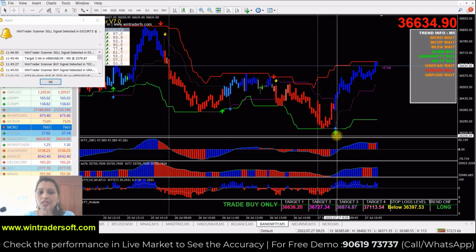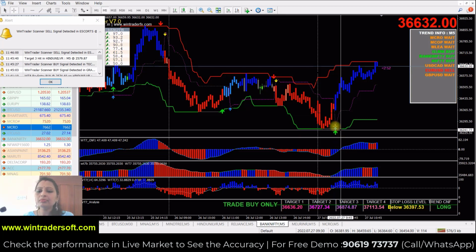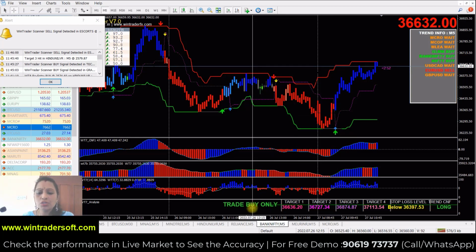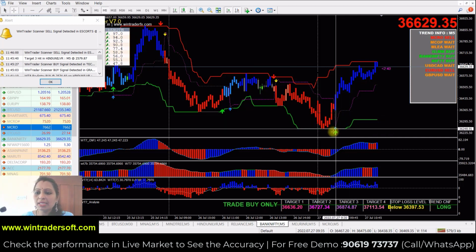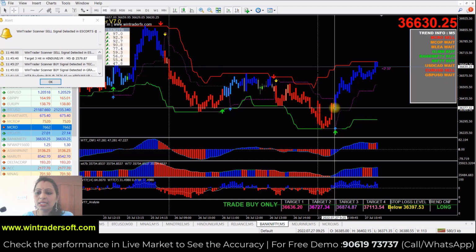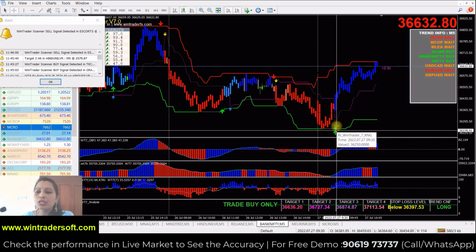First, the arrow will come. After that, you have to check that the price is in trade buy only. That is the first confirmation. If it is in the correct buy zone, now you can see we got a buy signal here, and in this candle we got that buy signal. So you have to check this.